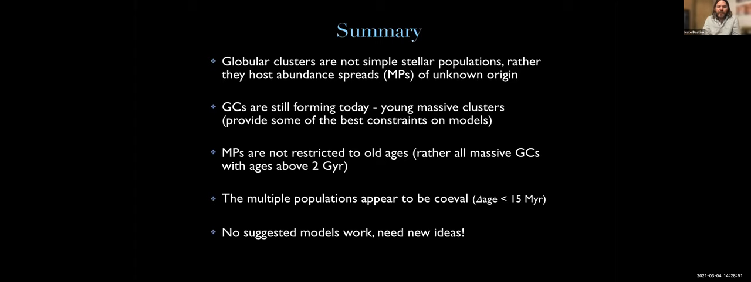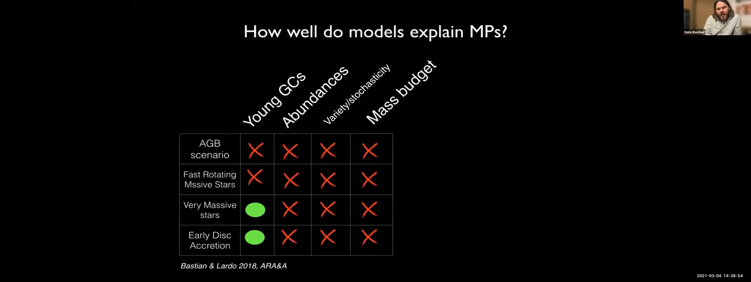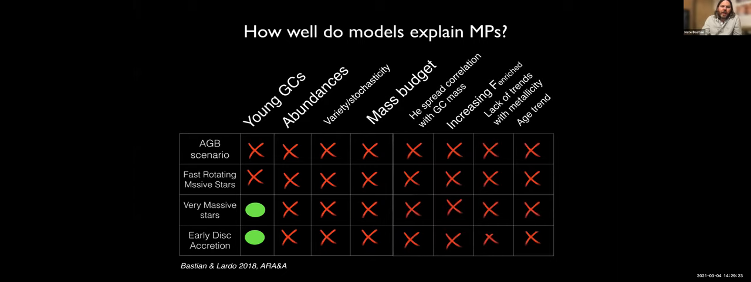And then just to graphically show this, this is a table from an annual review that we wrote a couple of years ago. These are some of the four major scenarios that have been put forward in the literature: AGBs, fast-rotating massive stars, very massive stars, or early disk accretion. I was the one that put forward this one, and it is just as wrong as all the rest. These are just some of the constraints that we have observationally. These two passed that, but only because they were developed after these constraints were known, so it's a bit of cheating. Just to say, none of the models are doing particularly well. I could bring up other things, and we could talk for many, many hours about why all these constraints are not met.